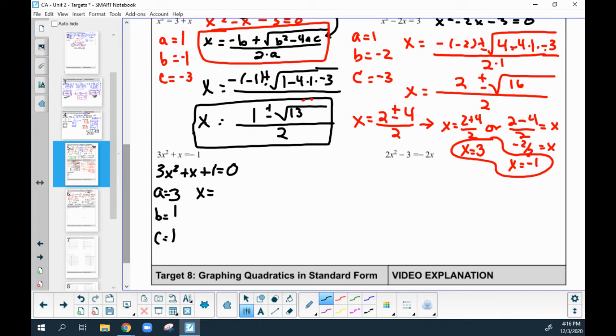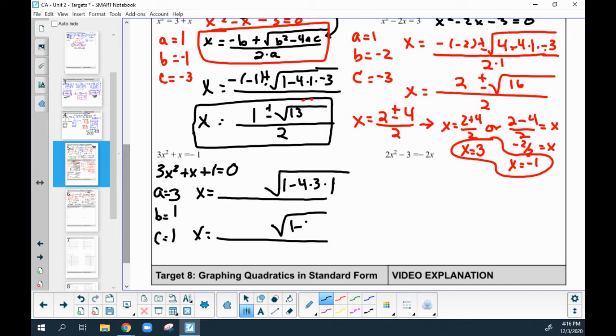X equals, I'm going to do that radical first just to see what happens, and I'll come back to the rest later. B squared is going to be 1 minus 4 times a times c, which is 1. So under the radical, I'm going to get the square root of 1 minus 12. Oh, no. That's the square root of negative 11. I can't do anything with a negative radical. So without me even writing the rest of it, I know this problem has no solution.